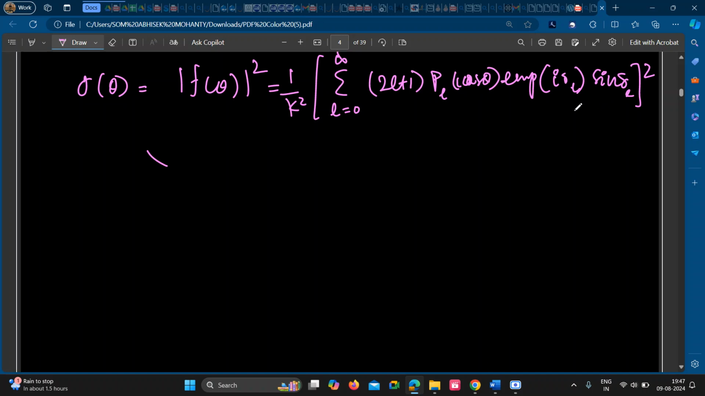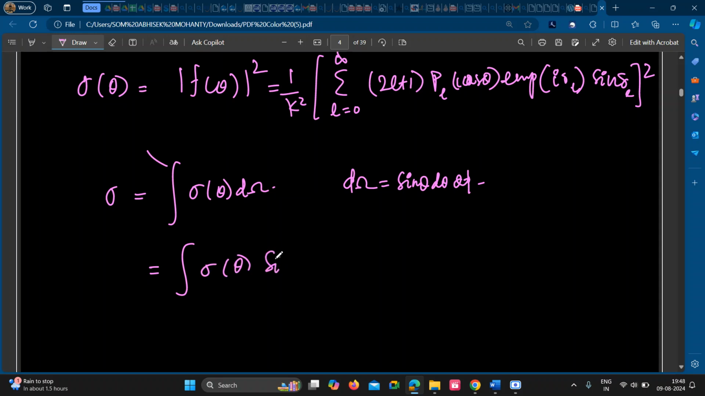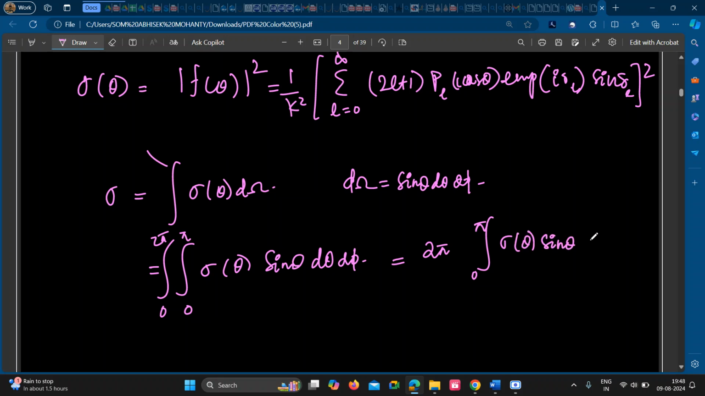See one thing, sigma can be written as the integration of sigma theta d omega. This is another formula, where d omega we know is sine theta d theta d phi. Alright, so I can write it here: sigma theta sine theta d theta d phi, with the integration from 0 to pi for theta and 0 to 2 pi for phi. I can integrate d phi, so it will be 2 pi times the integration from 0 to pi, because there is no phi term here, so I just integrated d phi from 0 to 2 pi, leaving sine theta d theta.